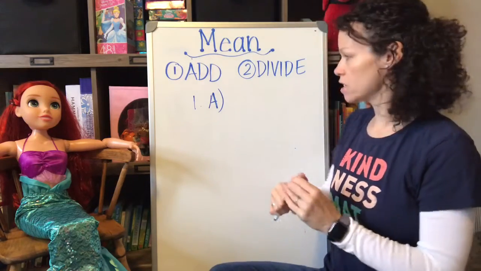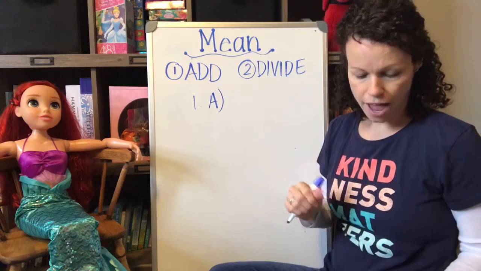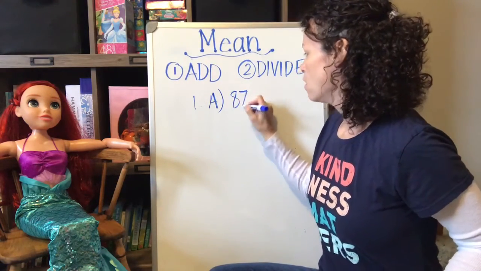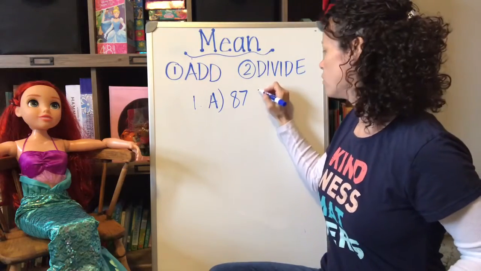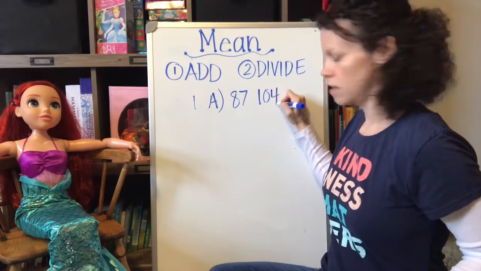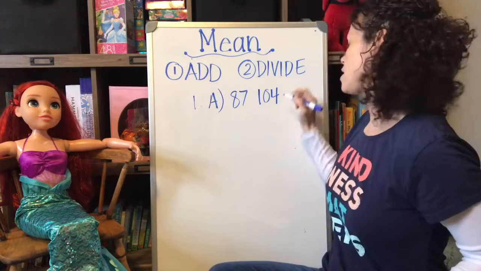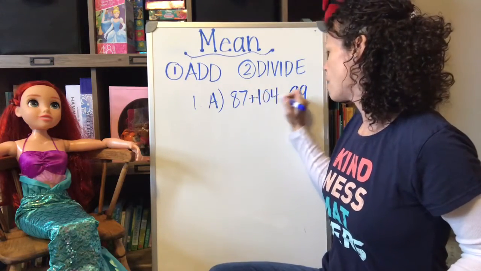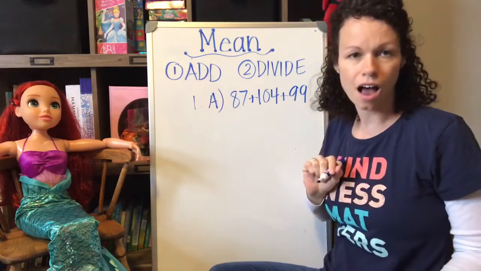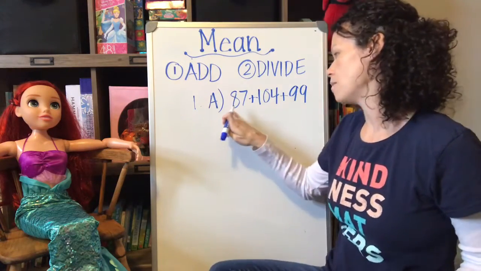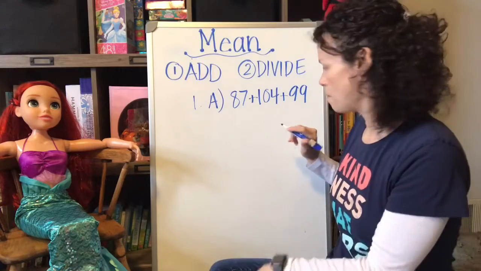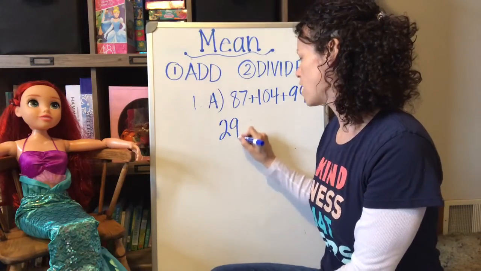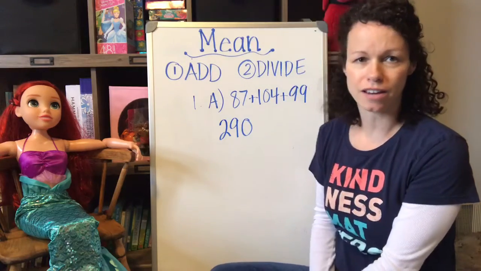All right, so on this first one, for Ray, I have for round 1, he had an 87. For round 2, he had 104. And for round 3, he had a 99. All right, so we are going to add these up. That's our first step. So we add all of these numbers up and we get 290. So altogether, it's 290.